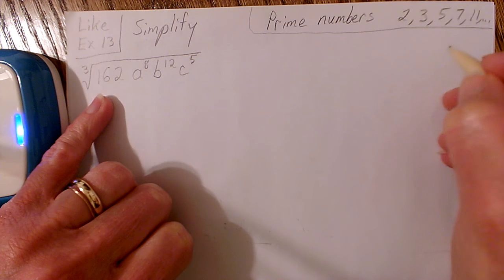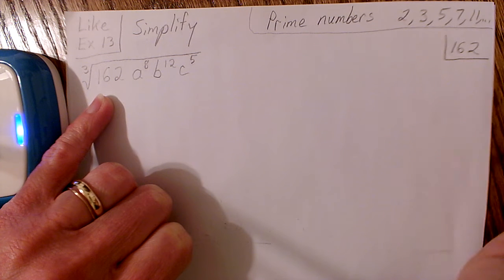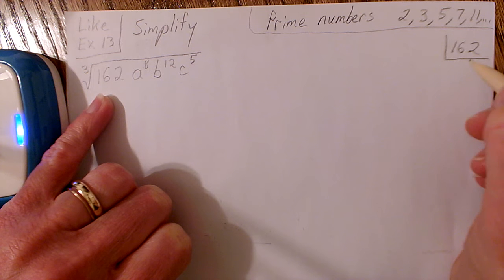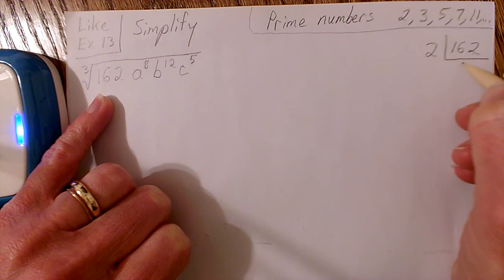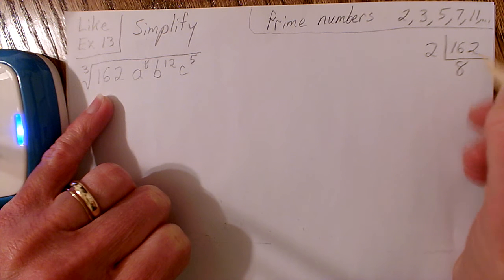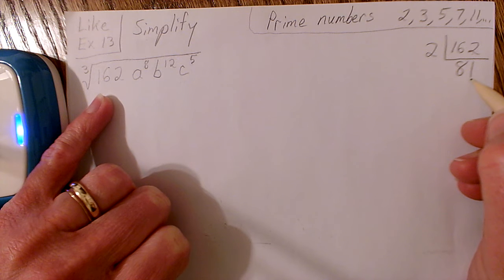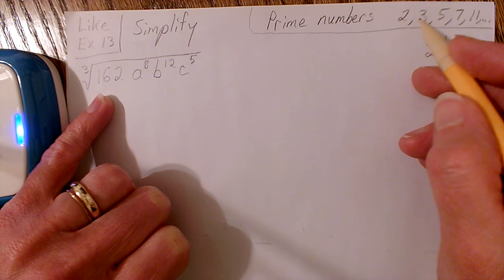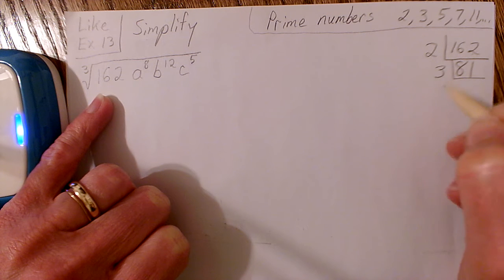So let's start out by factoring the 162 using our prime numbers again. If you want to use a factor tree, I'm going to use the upside down division symbol. So 2 will go into 162 since it's an even number. 2 goes into 16 8 times, 2 goes into 2 1 time, so 2 goes in there 81 times. 2 won't go into 81 because it's an odd number, but 3 will, because when we add these two digits together we get 9, and 3 goes into 9, so 3 is certainly going to go into 81.